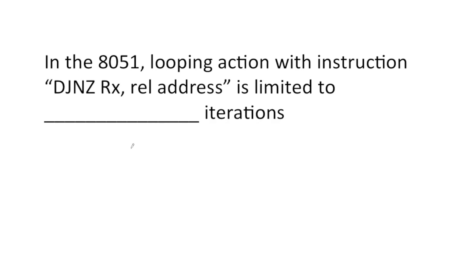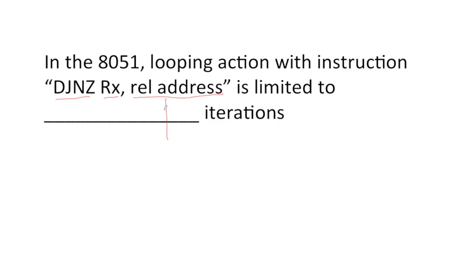Let's discuss the problems from tutorial 5. Now in 8051, the looping action with instruction DJNZ is limited to how many iterations? So what does this DJNZ instruction do? Well, it decrements the contents of this register x, and when x is not equal to 0, it jumps over to this relative address.